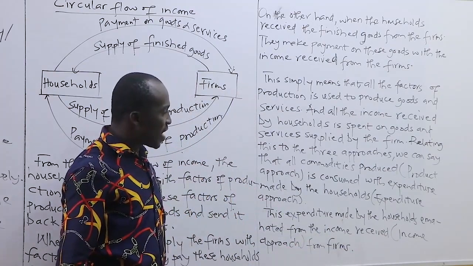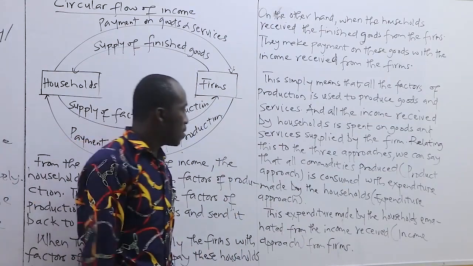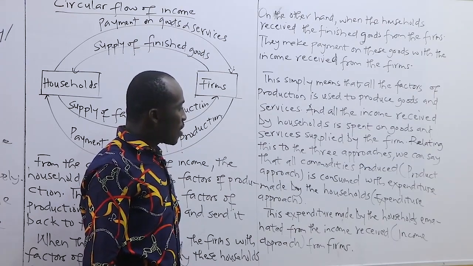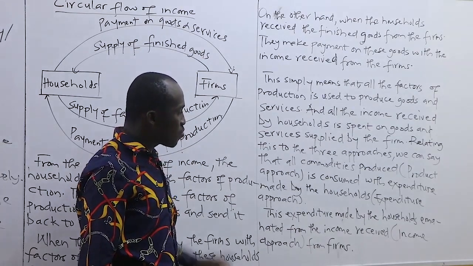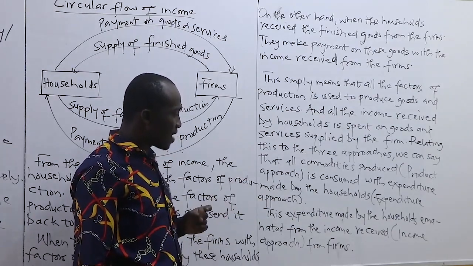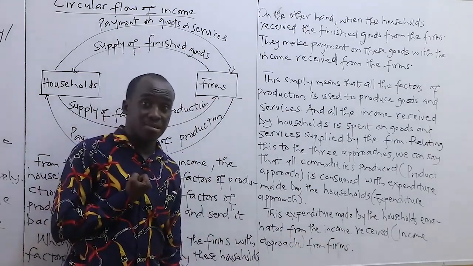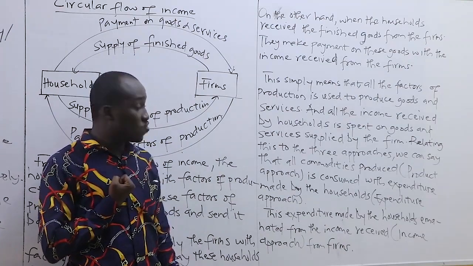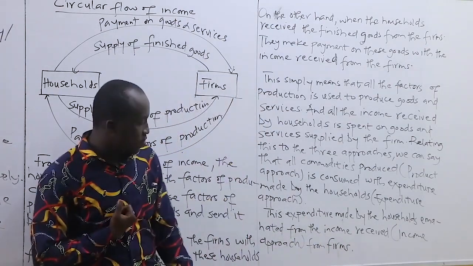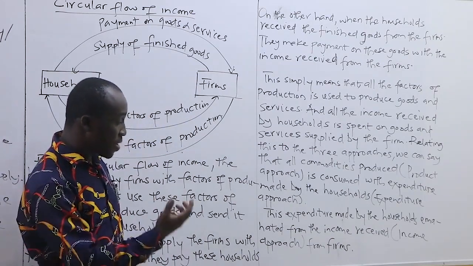If you want to relate to the three approaches we have there, we are trying to use it to understand the three approaches. Relating this to the three approaches, what does it mean? What we can say is that all the commodities produced, that's the product approach, are consumed with expenditure by the households. So all the products produced are being consumed with expenditure. Expenditure from who? The household. That's the expenditure approach. This expenditure made by the household emanates from the income they receive from the firms.